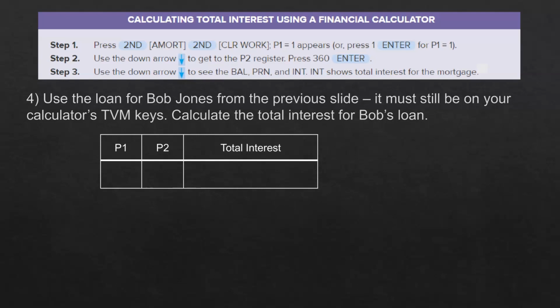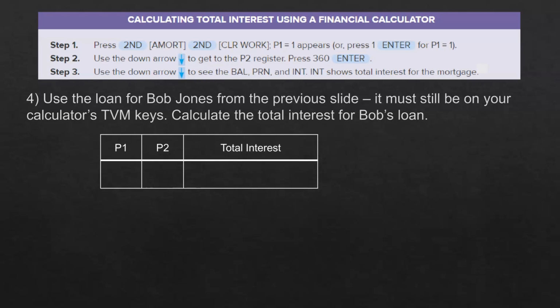This is video number 2 for 18.2. I have a little chart up here that says calculating total interest using a financial calculator. So now we're going to get a quicker way of calculating our interest, and we're using the amortization keys to do that.